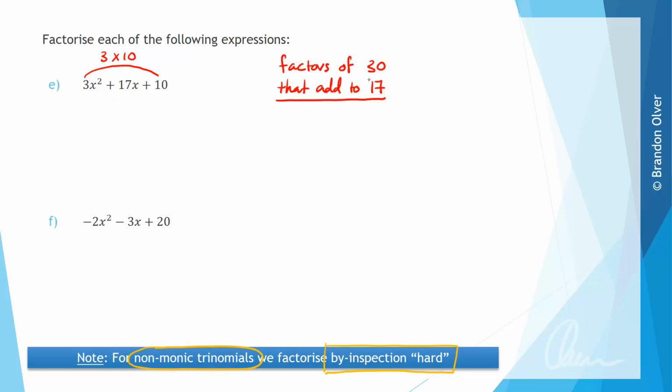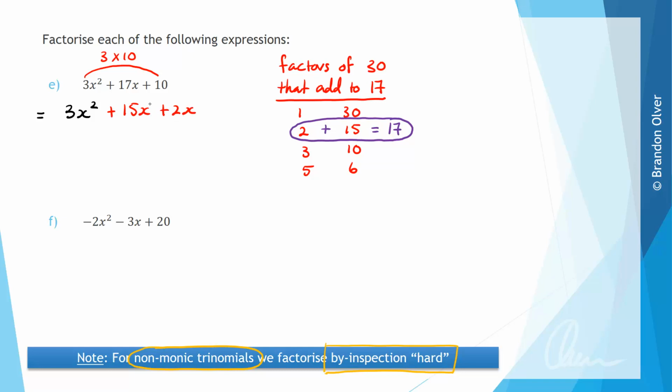Listing out the factors of 30, we're going to have 1 and 30, 2 and 15, 3 and 10, or 5 and 6. Now our job here is to find the pair that add up to 17, and we can see that 2 plus 15 equals 17. So these are the two numbers that we can use to help factorize this quadratic trinomial. However, for by inspection hard, we can't go straight to the factorized form. We actually use these two numbers to split the middle term. So we can write this as 3x squared, and then plus 15x plus 2x.